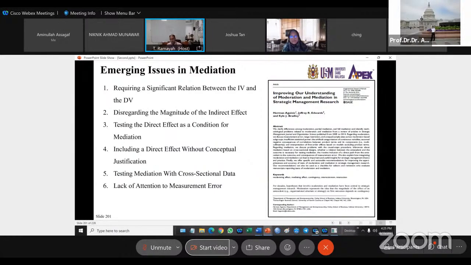And number five is the one problematic a bit for our area of research, when we do mediation, we do cross-sectional mediation. Okay, cross-sectional mediation. This is where many reviewers are now rejecting papers that do mediation with cross-sectional data. I've been doing this all my life. I had no problem until 2018.